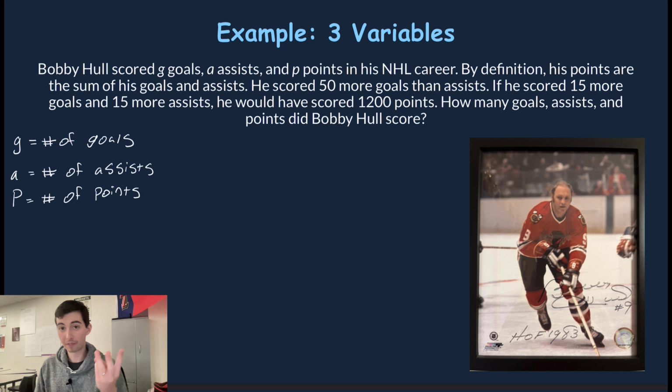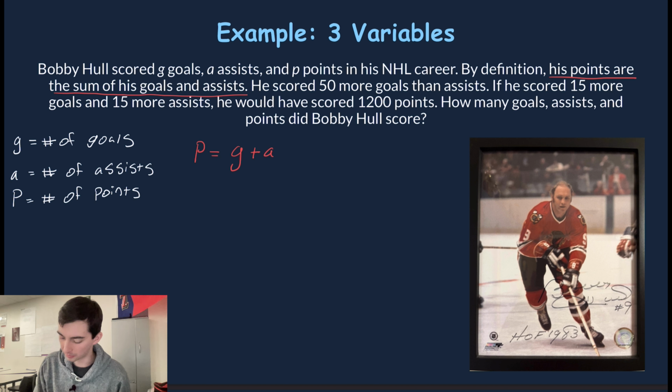And so now, since we have three variables, we need to make three different equations. So again, I'm going to underline and see what we have. The first thing we know is that points are the sum of goals and assists. So for my first equation, I can say that P, the number of points he gets, is going to be equal to the number of goals plus the number of assists. And that gives me my first equation.